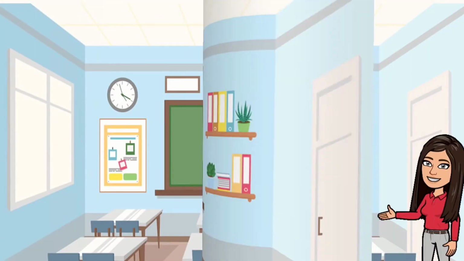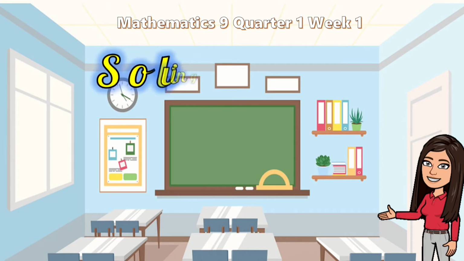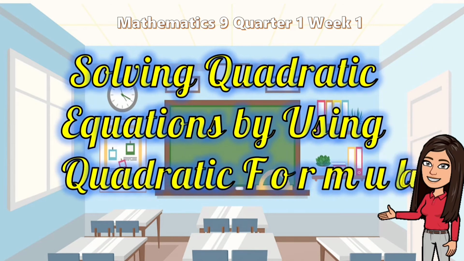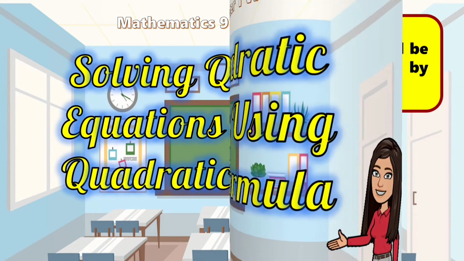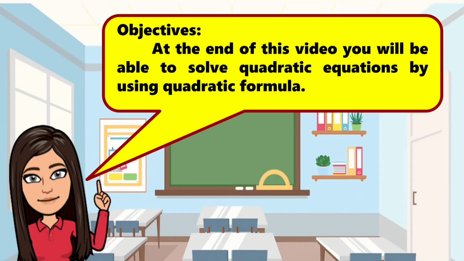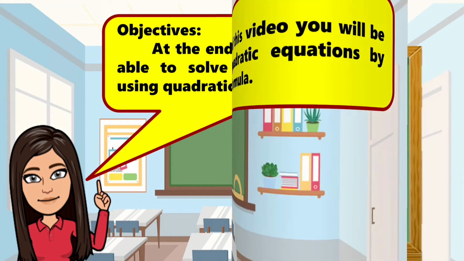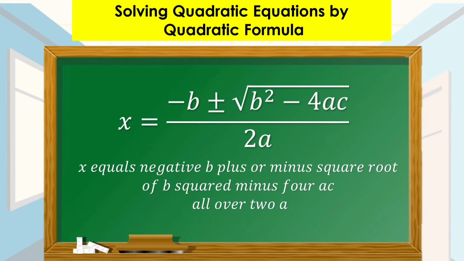This video is about solving quadratic equations by using the quadratic formula. And here is our objective. The quadratic formula is x equals negative b plus or minus the square root of b squared minus 4ac all over 2a.